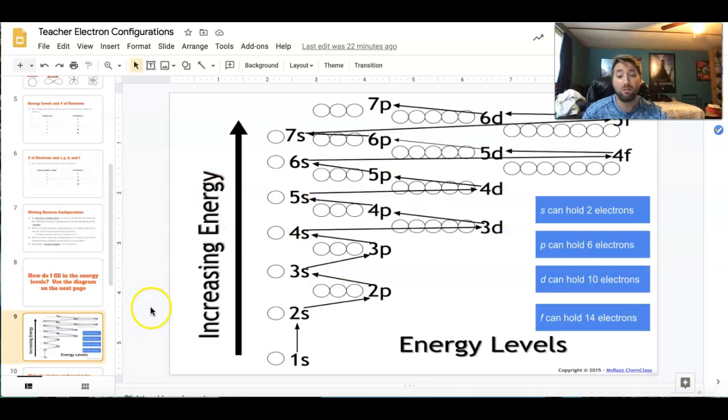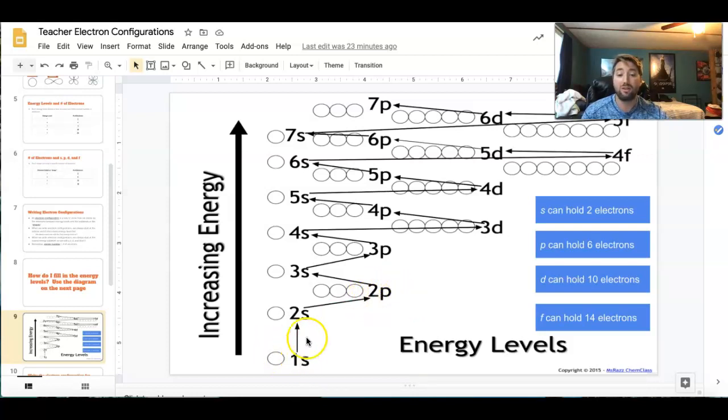So I'm always going to let you use this diagram, and if you've noticed, you can't really click on this, you can't mess this up, because I've made this the background image, and you can't change it. So this is how it goes. We start out at 1s, and s can hold 2 electrons. Since this first energy level is so close to the nucleus, there isn't enough room for it to have a p sublevel.